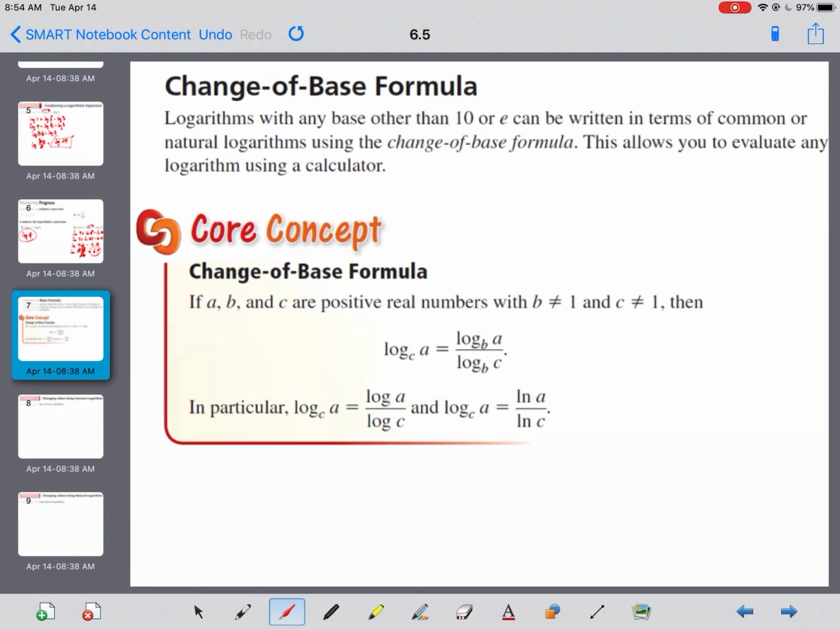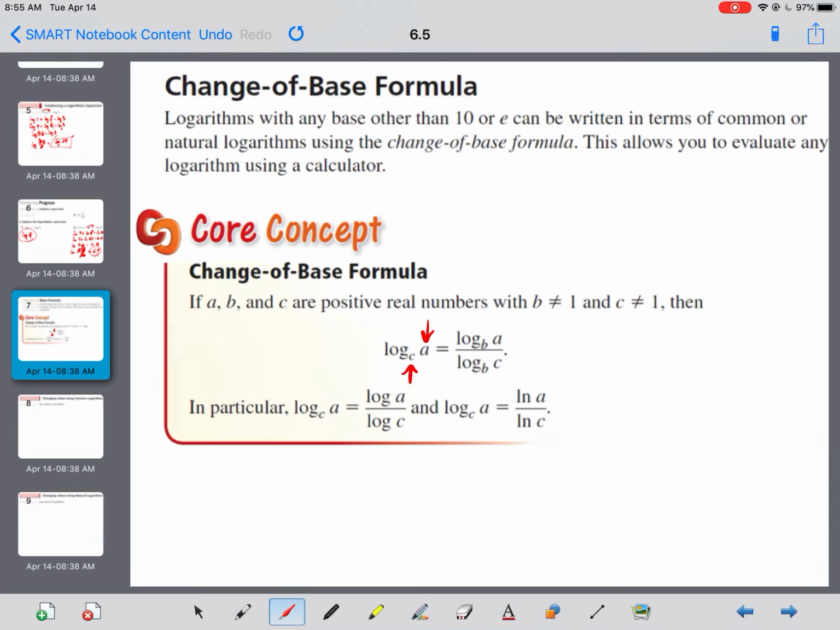Change of base. Now this is a thing you need in case you don't have a calculator that can change the base for you. You may need to make things the same base so that you can combine them in ways or eliminate them in ways. So logarithms with any base other than 10 or e can be written in terms of common or natural logarithms using the change of base formula. This allows you to evaluate any logarithm using a calculator. So they're using this just so you can plug it into a calculator. Our calculators can do the change of base formula for us. But this is an important deal.